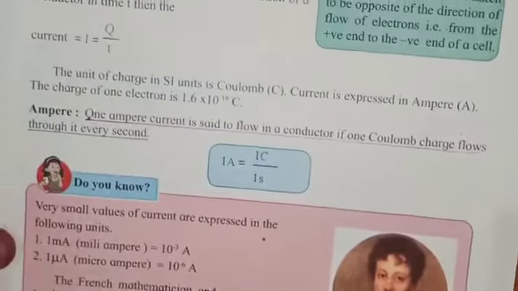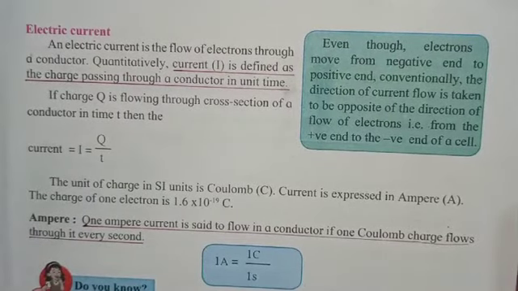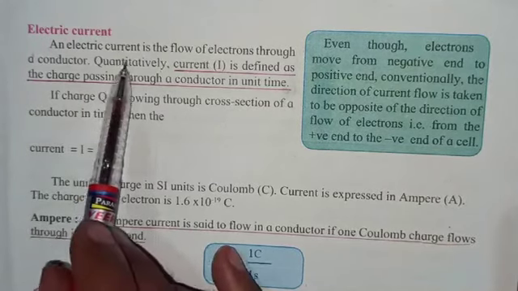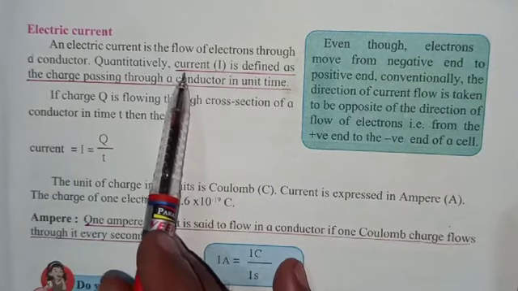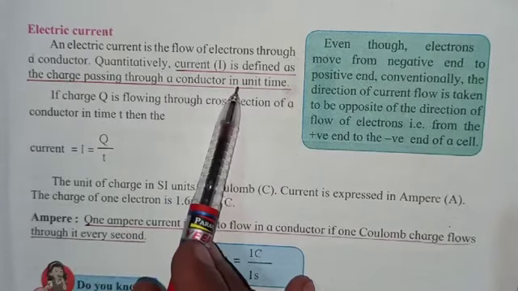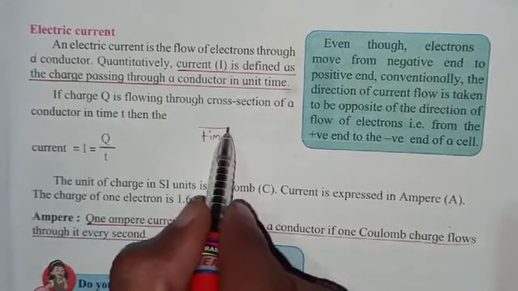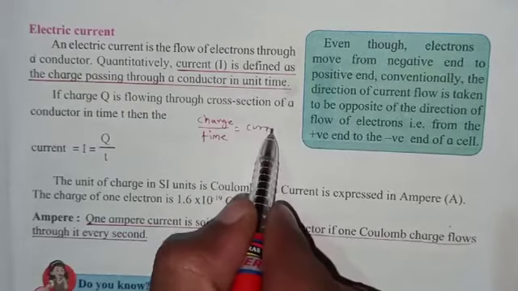Then we will see about electric current. An electric current is the flow of electrons throughout the conductor. What is meant by electric current? Electric current is nothing but the flow of electrons throughout the conductor. Current I is defined as the charge passing through a conductor in unit time. In unit time, how much charge is flowing is known as current.